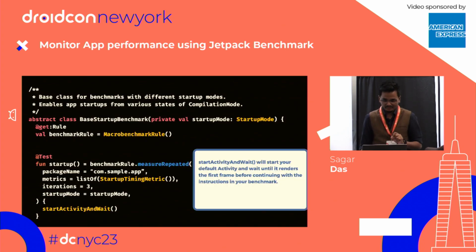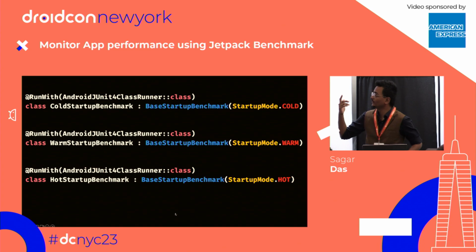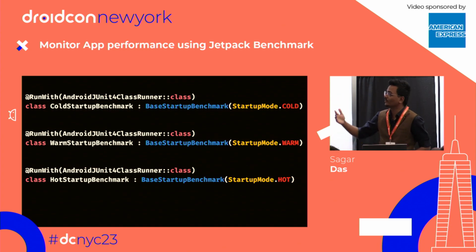Now, in the previous page, I talked about how we have a parameter for the base startup benchmark where we provide the startup mode. And that is how we can customize it. So depending upon the type of startup mode you want, it could be a cold, a warm, or a hot. You can provide 3 different test classes or test suites, if you may. And then you can provide as arguments.